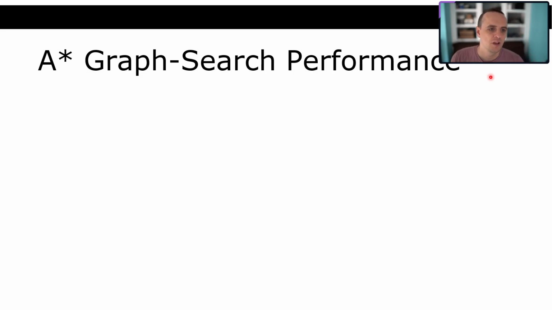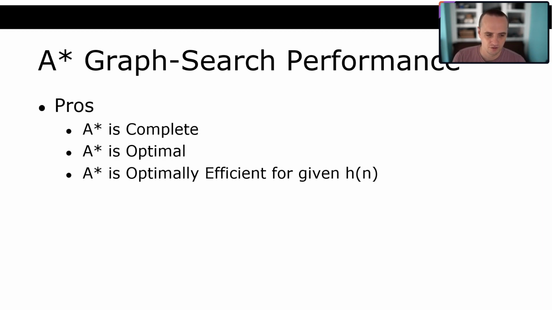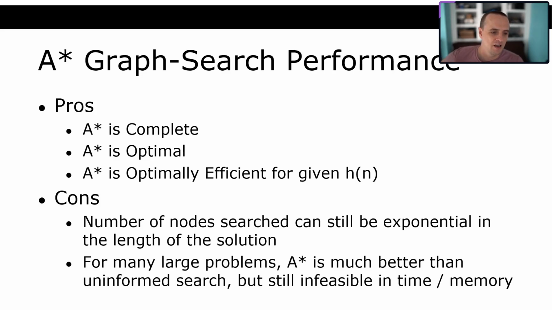So here are some A star graph search notes, the pros. A star is complete. It will find a solution. A star is optimal. It will find the optimal solution. And A star is optimally efficient for a given H of N. But the cons are that the number of nodes searched can still be exponential in the length of the solution. So for many large problems, A star can be much better than uninformed search, but it's still infeasible in time and memory.